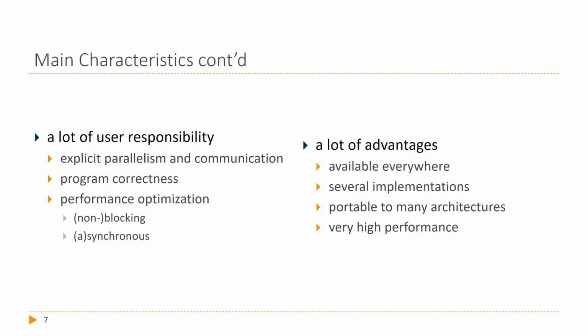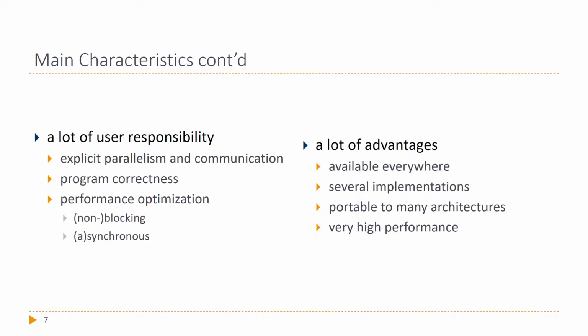However, even with all this responsibility, there are a lot of advantages, which are the main reason why MPI has been the de facto standard for, I don't know, 20 years now. It's available everywhere, so it's really impossible to find a larger supercomputer which does not have some version of MPI compiled. The larger systems will have multiple versions and multiple implementations to choose from.